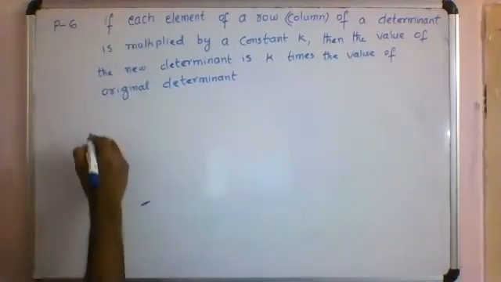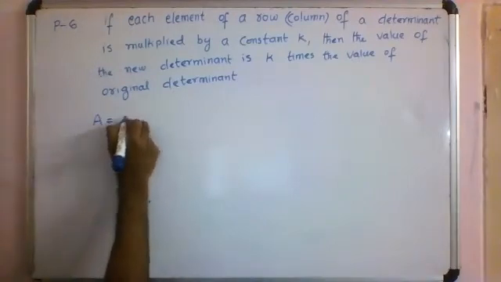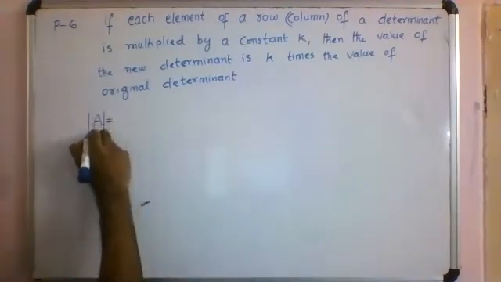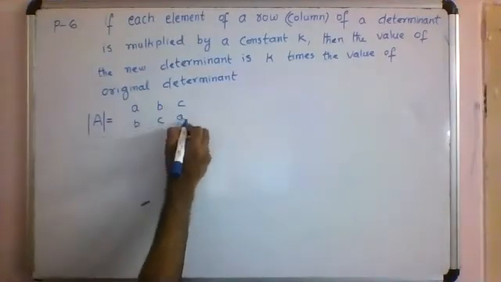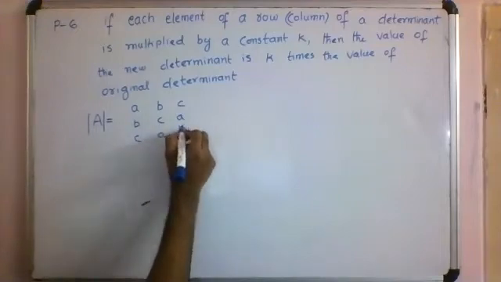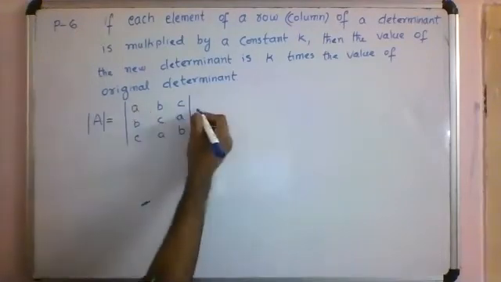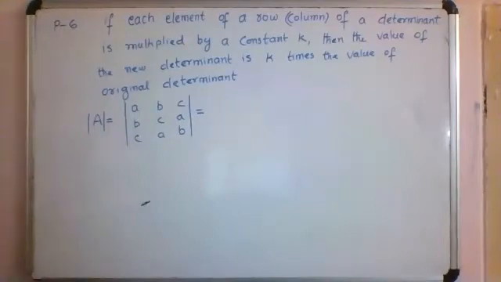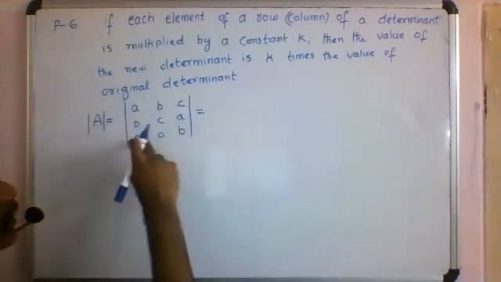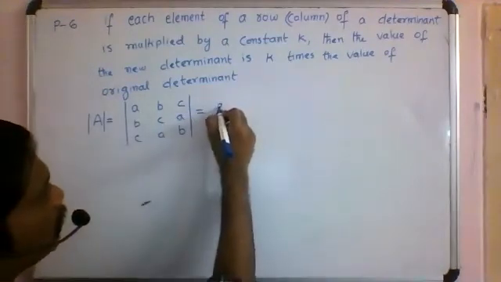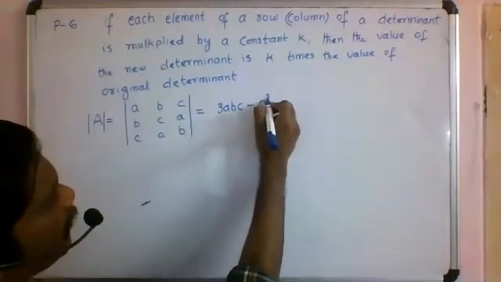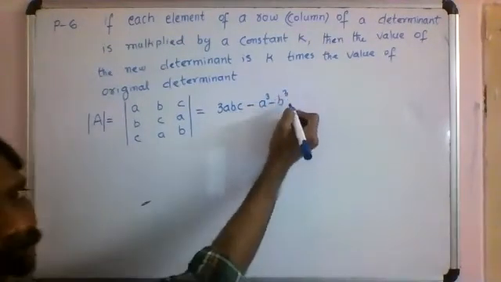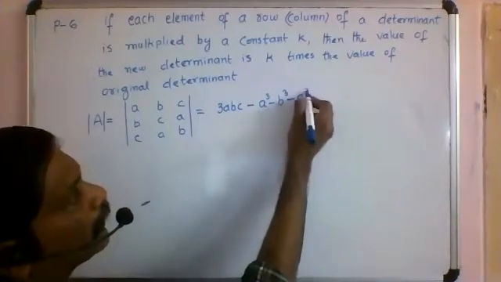Suppose A is equal to the determinant of ABC, BCA, CAB. So many times we did this problem. You observed whenever the ABC, BCA, CAB determinant comes, we observed its value as 3ABC minus A cube minus B cube minus C cube.